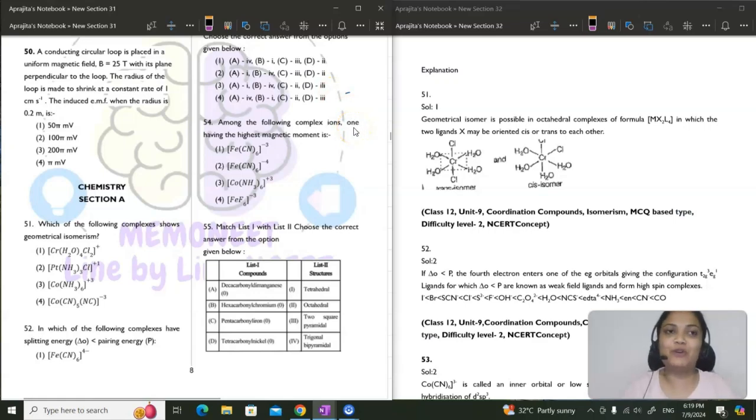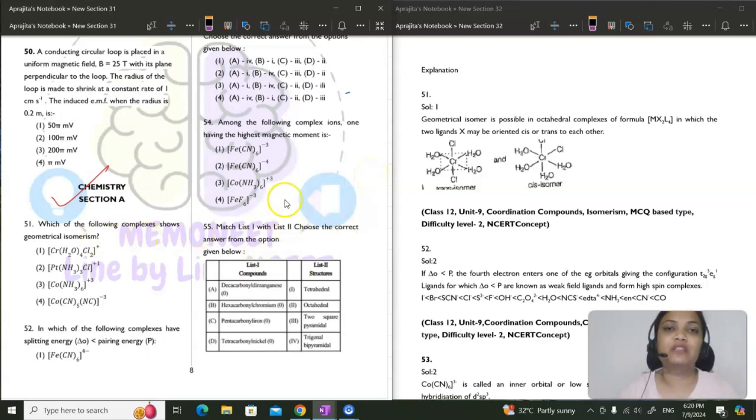So today we are going to discuss the solutions for your BPT 11. The chapter that is coming up in chemistry is coordination compounds. All the questions in this chapter are asked from coordination compounds. So let us see what the solutions of your BPT 11 are.